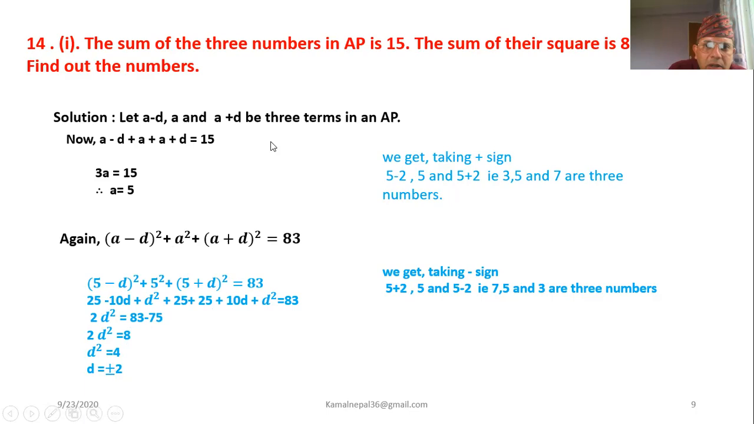Then you have these three terms. Taking first the positive sign, and a is 5 already, so a minus d is 5 minus 2, which is 3, then 5, and 5 plus 2, which is 7. So 3, 5, 7 are the three numbers. Similarly, taking the minus sign, 5 plus 2 is 7, then 5, and 5 minus 2 is 3. So 7, 5, 3 are three numbers in AP. So these are your required numbers. Similarly, you can do question number 14 second also.